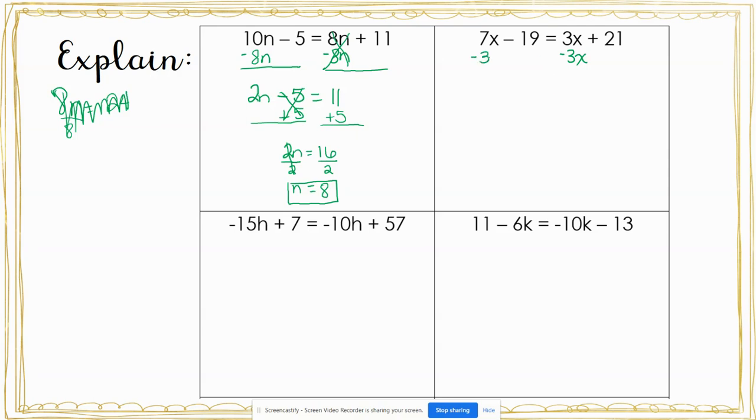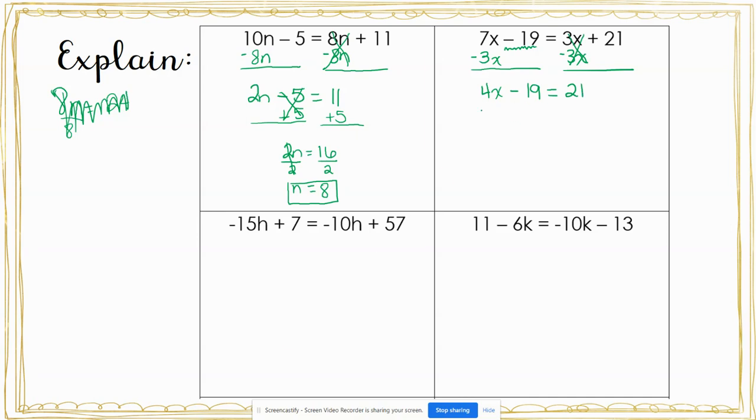I remember that I need to do the same thing on both sides of the equation to keep my equation balanced. Now, if I do 7x minus 3x, I get 4x. I still have this minus 19 that I can't forget about, so I'm going to rewrite minus 19. 3x minus 3x is 0, so these cancel out, and 0 plus 21 is just 21.